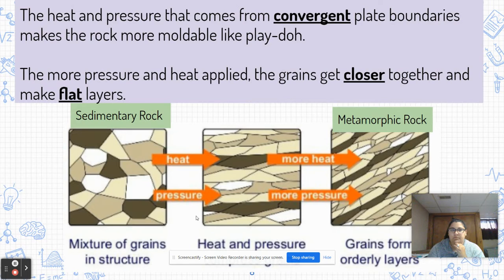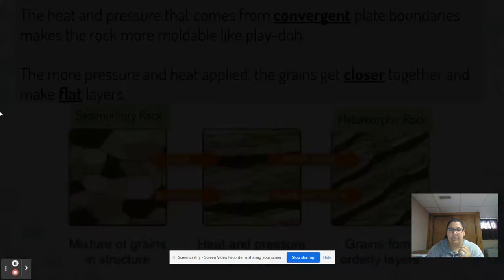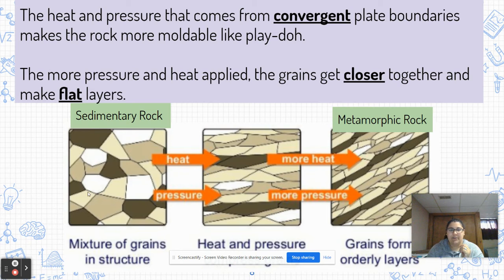So the heat and the pressure that comes from convergent plate boundaries makes the rock more moldable. Think about Play-Doh. With sedimentary rock, remember how we could really see the sediments in there? What happens when sedimentary rock turns into metamorphic is that pressure and heat cause those sediments to be squished together. The more pressure and the more heat applied, the grains get closer together and they make flat layers.